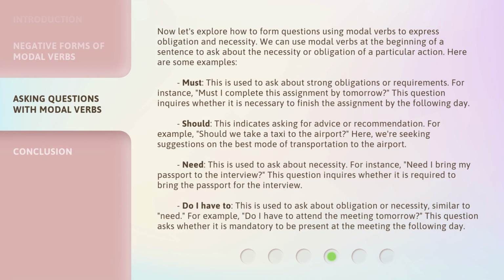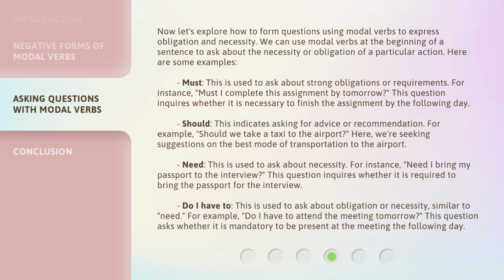Now let's explore how to form questions using modal verbs to express obligation and necessity. We can use modal verbs at the beginning of a sentence to ask about the necessity or obligation of a particular action. Here are some examples. Must. This is used to ask about strong obligations or requirements. For instance, must I complete this assignment by tomorrow? This question inquires whether it is necessary to finish the assignment by the following day.